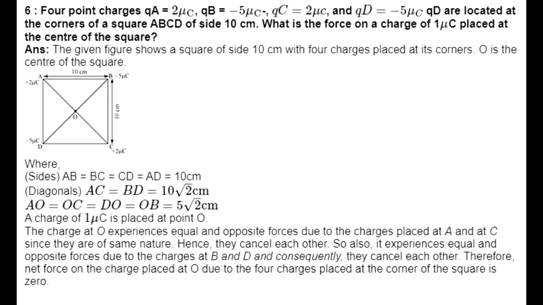See here, if you look at the four charges, the charges on opposite corners are like charges, and their magnitude is also the same. Because the magnitude is the same and they are like charges, the forces due to these charges on the 1 microcoulomb charge at the center will be equal and opposite, and that's why the net force acting on the charge at the center will be 0. So we can say that the charge placed at the center is in equilibrium.